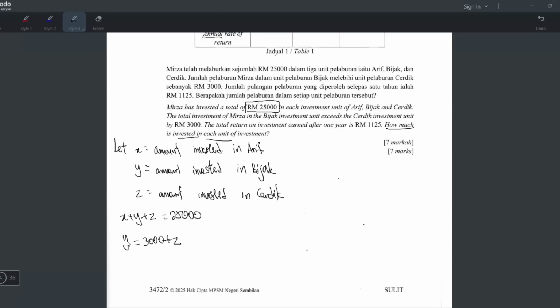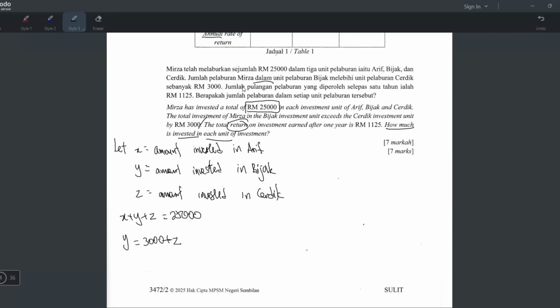Okay. Yeah, because the minus Z you can move over here, right? Okay, I think I write like that. I'll just write like that. Okay? And then the next one is the total return on investment. Return after 1 year is 1125. Okay, this is not the investment, it's the return on investment.